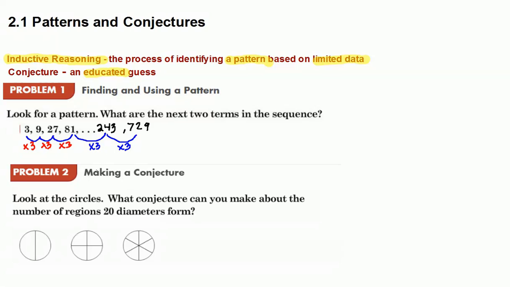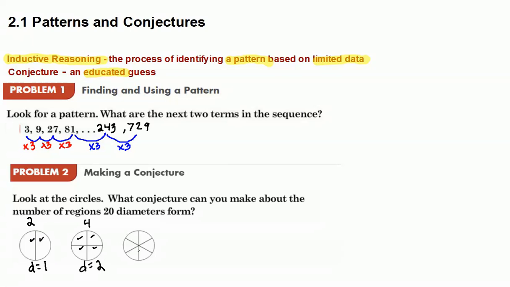Okay, moving on to problem 2, making a conjecture. Look at the circles. What conjecture can you make about the number of regions 20 diameters form? So here we have to look at how many pieces we have. Here we have 2 pieces, so I'll just put 2 on the top. Here I have 4. 1, 2, 3, 4. Now there is a difference. Here, our diameter, we only have 1. 1 has been cut through the circle, the diameter is 1. Here we are using 2, so D is 2.